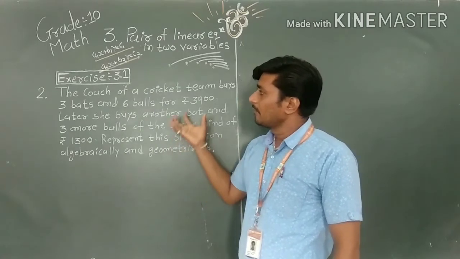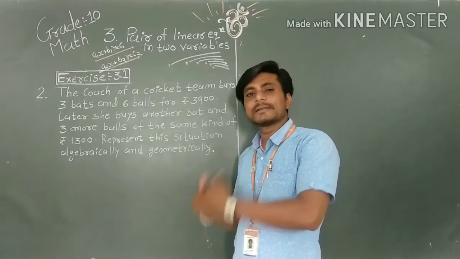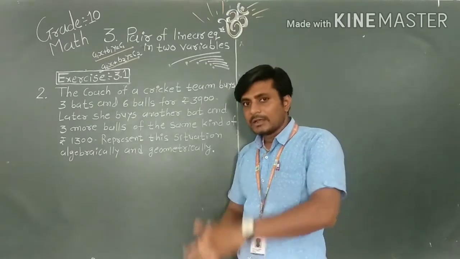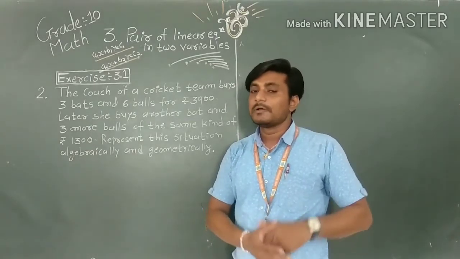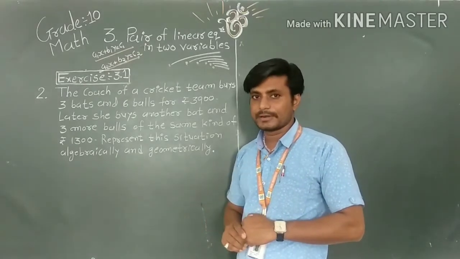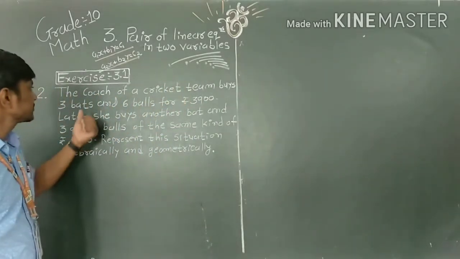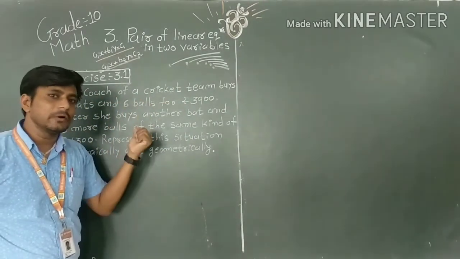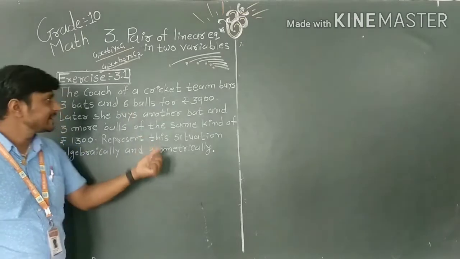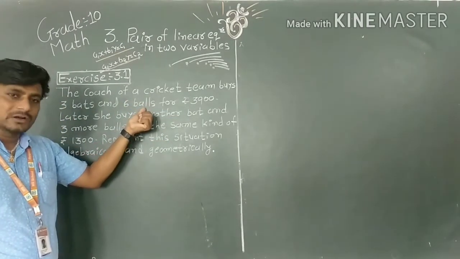First of all, we find two equations. That is the algebraic representation, and with the help of the two equations we draw a graph, which is said to be the graphical meaning. Okay, now let's start. First of all, how many quantities are there? Two quantities. The first one is bat and the second one is ball.